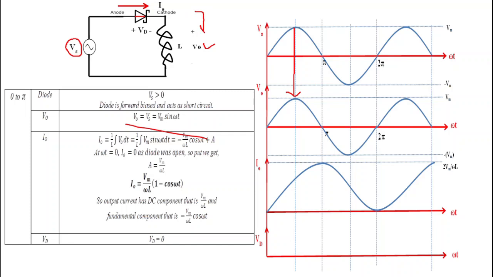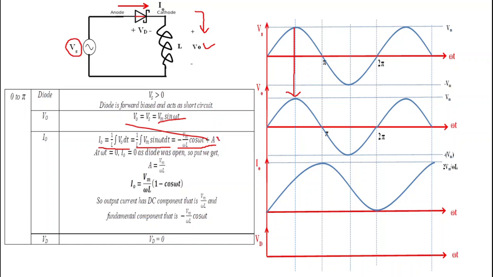This is the reference direction of the output current. We know that the output current is equal to the inductor current, and inductor current is given by 1 by L integration of voltage across the inductor dt, and the voltage across the inductor is V0. That's why we can write I0 is equal to 1 by L integration V0 dt, and V0 is equal to Vm sin omega t. So I0 is equal to 1 by L integration Vm sin omega t dt. On integration we get minus Vm by omega L cos omega t plus A.